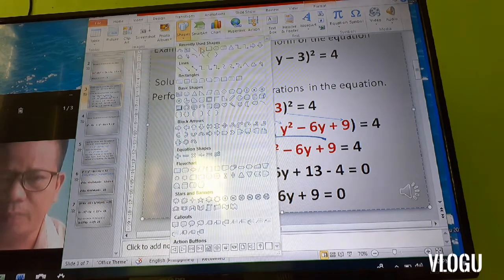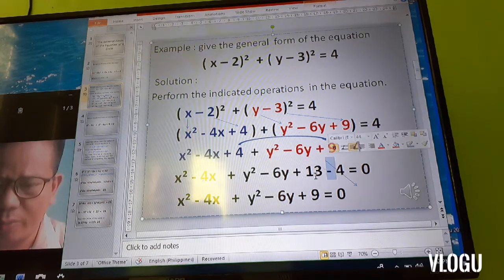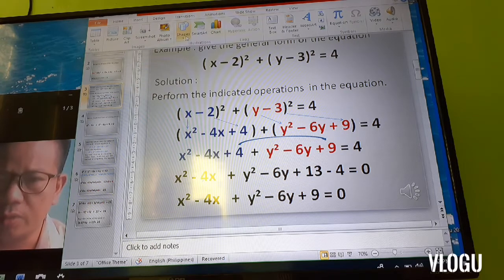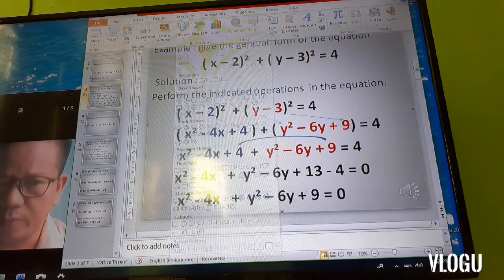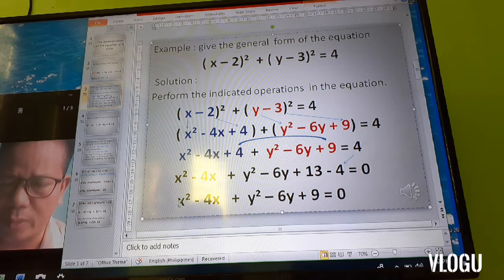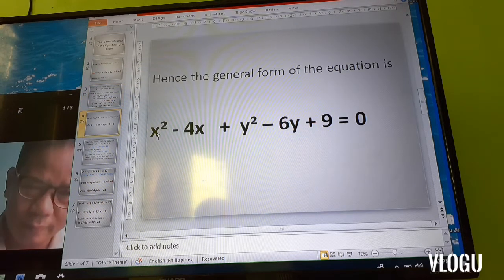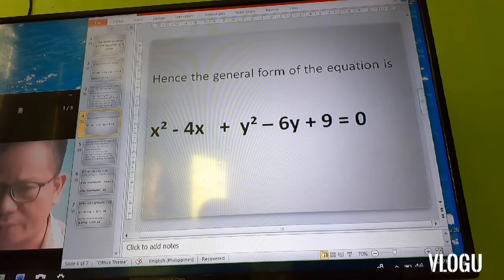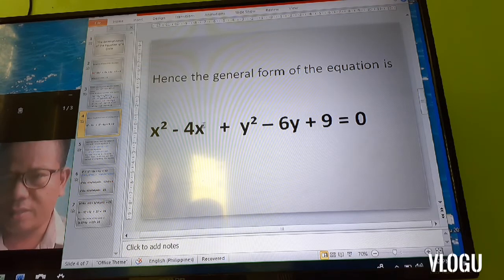That is our general form of the given equations earlier, which is equals to quantity x minus 2 squared plus quantity y minus 3 squared equals to 4. In short, our final answer is x squared minus 4x plus y squared minus 6y plus 9 equals to 0. Our A is 1, our B is 1, our D is negative 4, our E is negative 6, and our F is equals to positive 9.